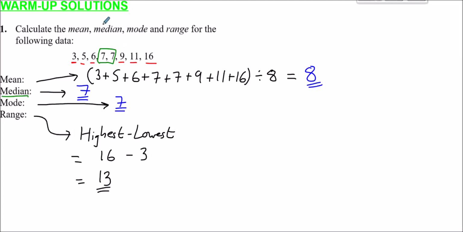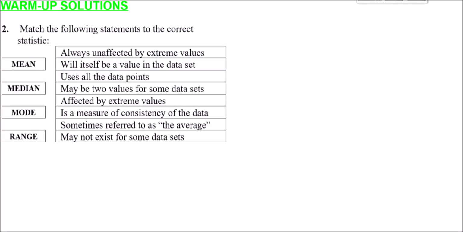Now have a look at question 2. Question 2, we've got here a matching activity. We've got the mean, median, mode and range. We need to match the following statements to the correct statistic. First of all, the mean. Which one does the mean match to? Let's just think of it slightly carefully.